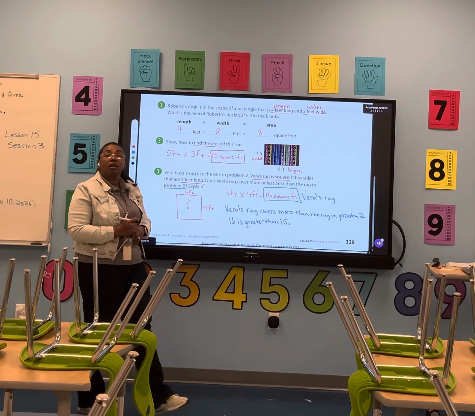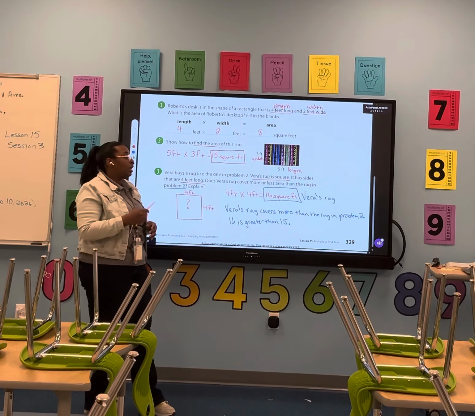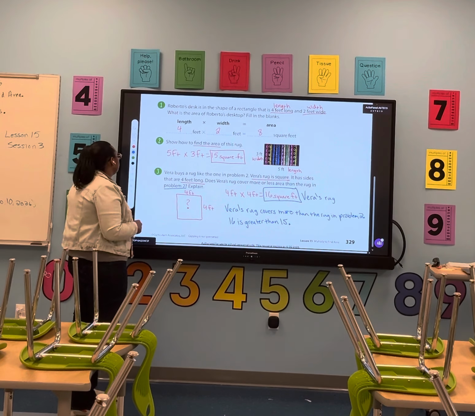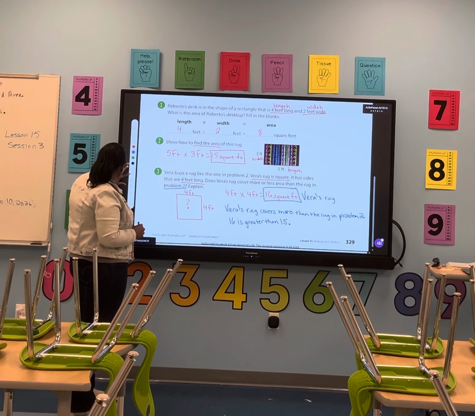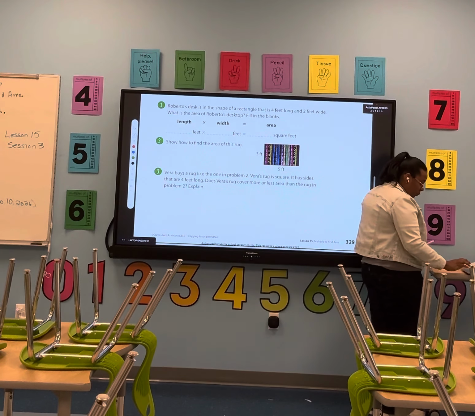Okay, let's go ahead and go to the next page. And remember, I'm going to have to erase this because I'm going to have to go to another page. And that page is going to be 330.